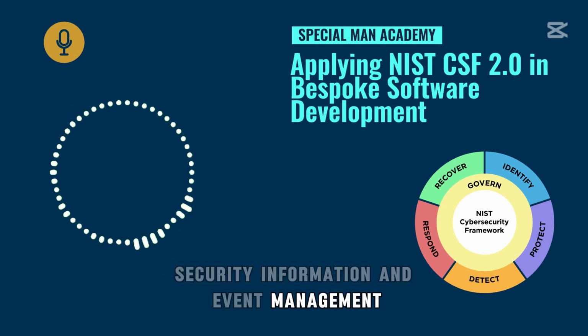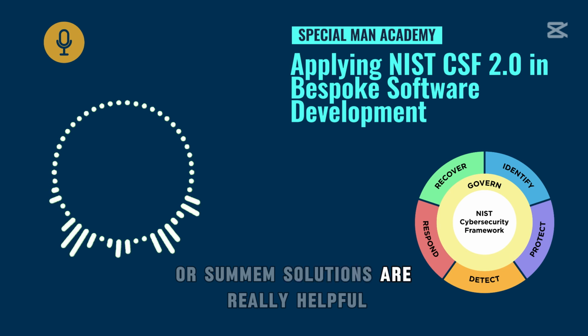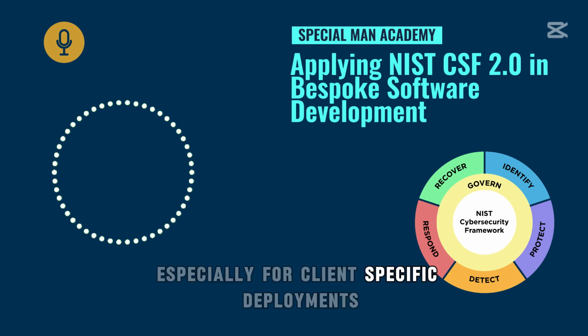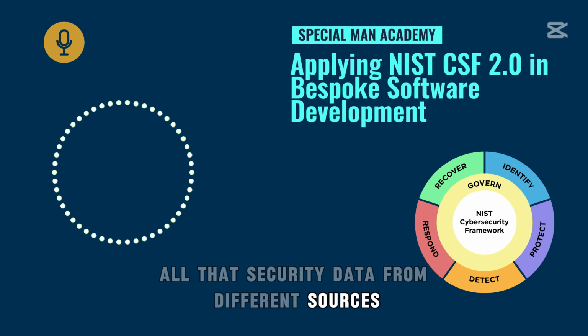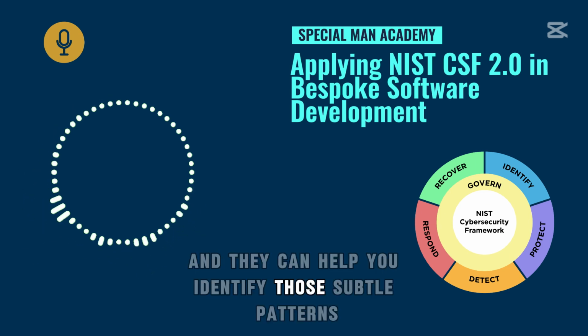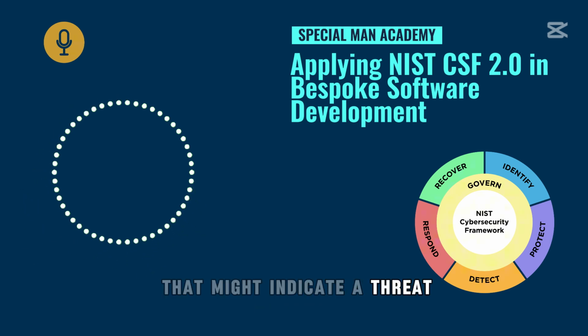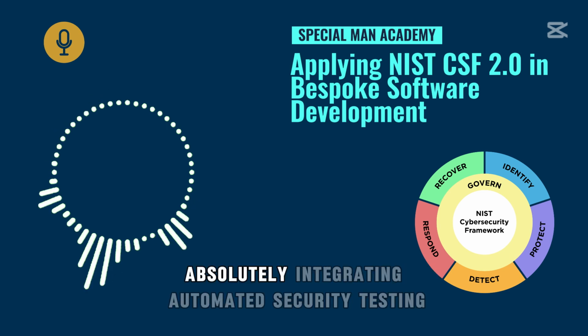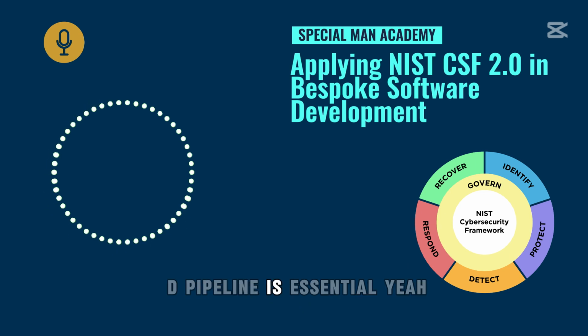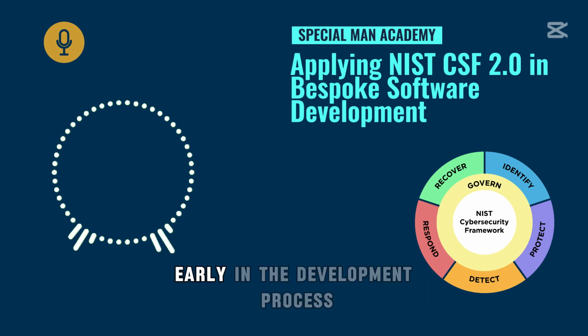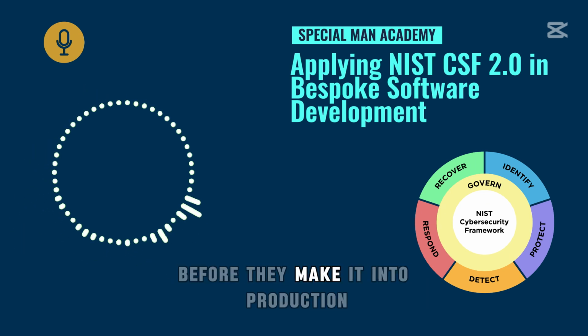Security information and event management, or SIEM solutions, are really helpful, especially for client-specific deployments. They can aggregate and analyze all that security data from different sources, and they can help you identify those subtle patterns that might indicate a threat. And automation is your friend here. Absolutely. Integrating automated security testing tools like SAST and DAST into your CI/CD pipeline is essential. Yeah, catch those vulnerabilities early in the development process, before they make it into production.